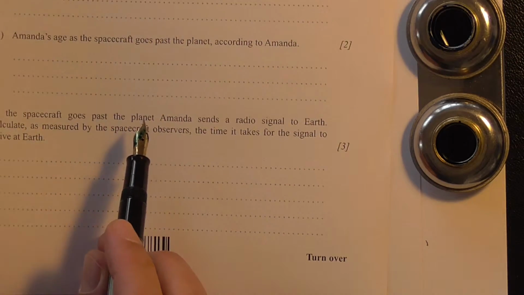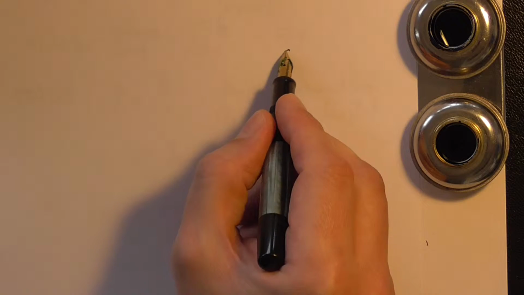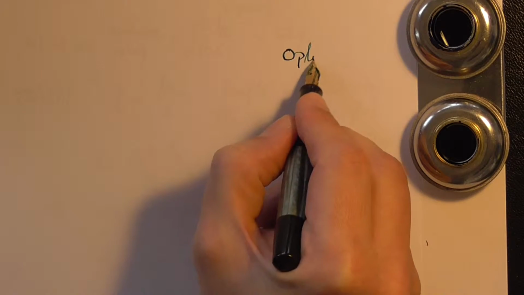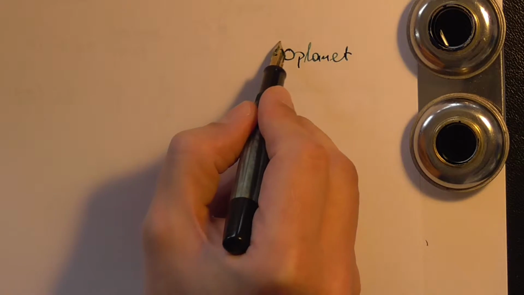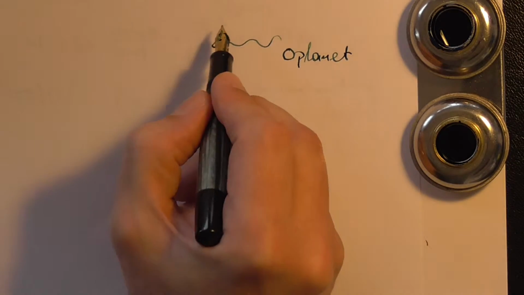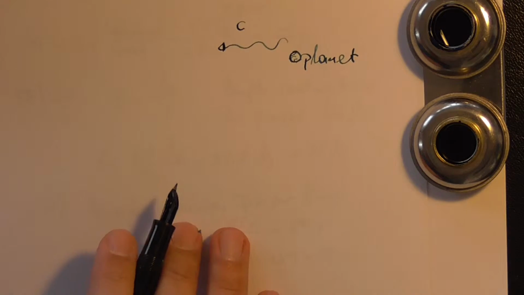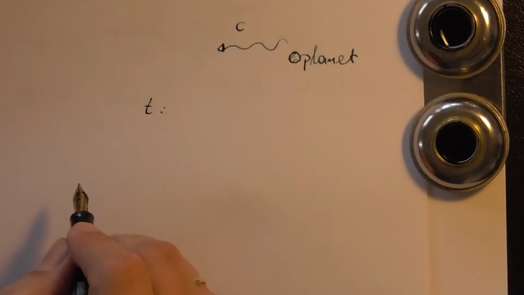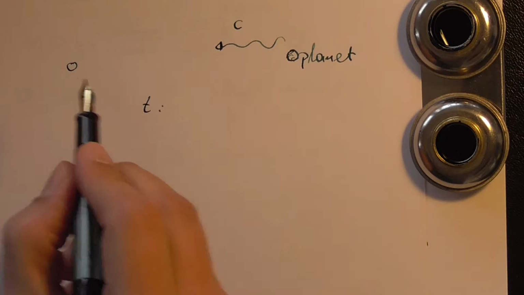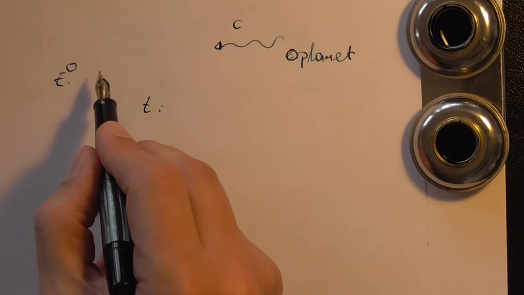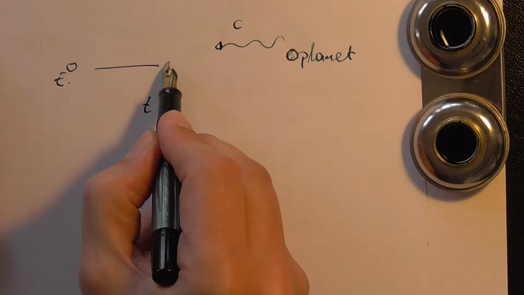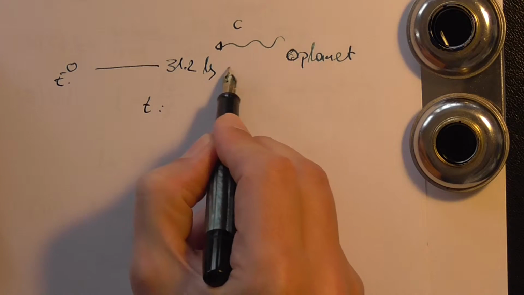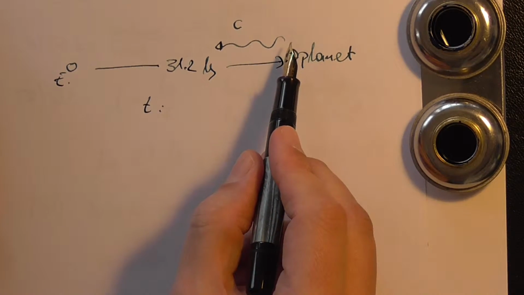So as the spacecraft goes past the planet, Amanda sends a radio signal to Earth. So this is what is happening. This is the planet. And this is the radio signal sent back to Earth. And of course, this will travel with speed c, because it's an electromagnetic wave. Now, assume that this will take time t. During this time, the Earth being at a distance of 31.2 light years. This was the distance according to the spacecraft.